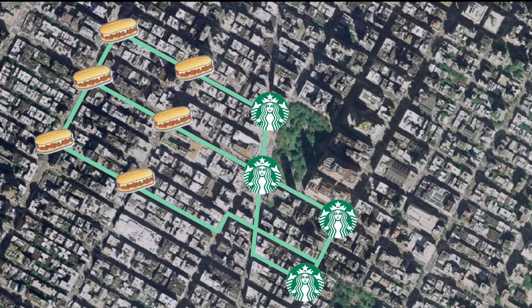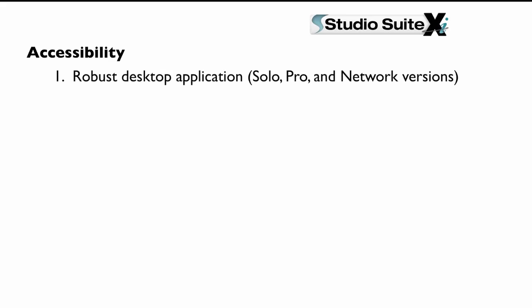So I'm going to move next on to accessibility. With Studio Suite XI, we've had a couple growth spurts. We've always had a robust desktop application, and there are 3 versions of it: Solo, Pro, and Network. Solo is the student hobbyist version. Pro is like a work-at-home professional editor. And a Network version is a commercial facility that's got a bunch of different users all connected to a server, and they may be inside or outside of that building. And they may be accessing Studio Suite via their iPhone or iPad. We had this in a previous version, but it's come a long way since then.